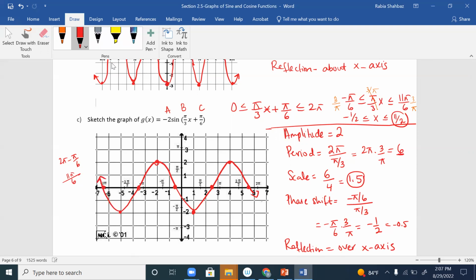All right, this trend just continues. Again, we found the amplitude, we found the period, we found the scale, we found the phase shift, and pretty much all that is needed. And reflection over the x-axis means from the midline it is going to go down first. This helps us in identifying the starting and the ending point just for one cycle that incorporates all the phase shift and the horizontal stretch or shrink. So hopefully you found that helpful. Thank you.